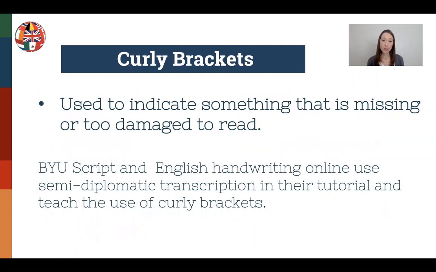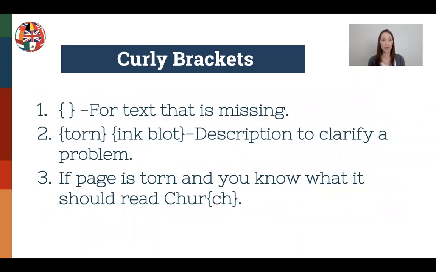All right, curly brackets are used to indicate something that is missing. So it's like torn out, or there's an ink blot. It's too damaged to read it. All right, so this is how you would represent curly brackets. You just put some space in between there, or you can put torn or ink blot. If you know the letters that should be there, but they are missing, they're not there, then you could put them in curly brackets.